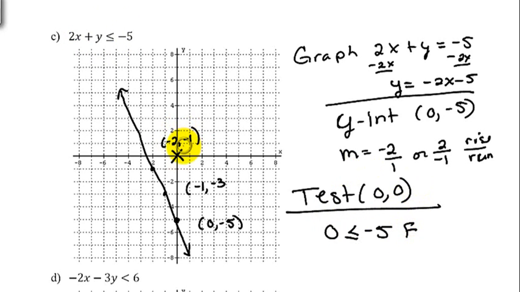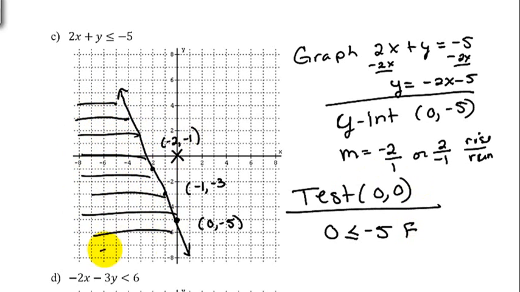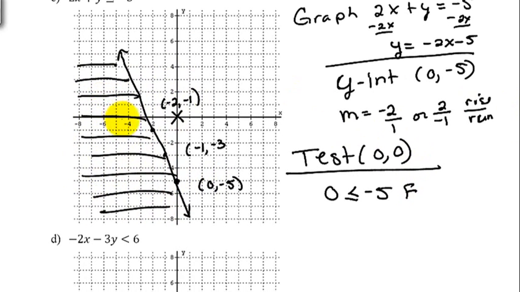And so we don't want to shade this side because that was false. We want to shade the true side. So that would be over here. So any point in this shaded area will be true.